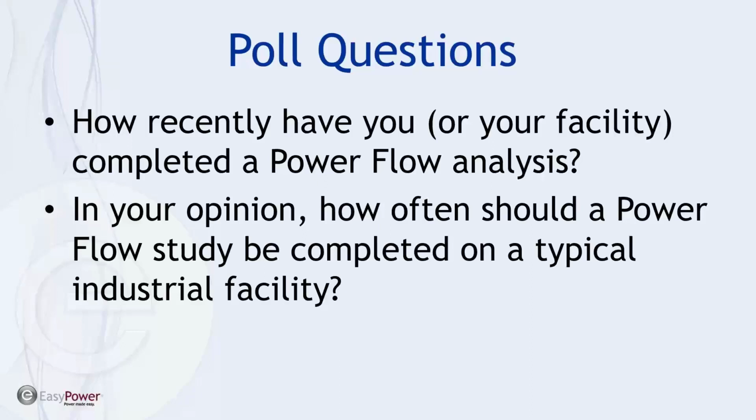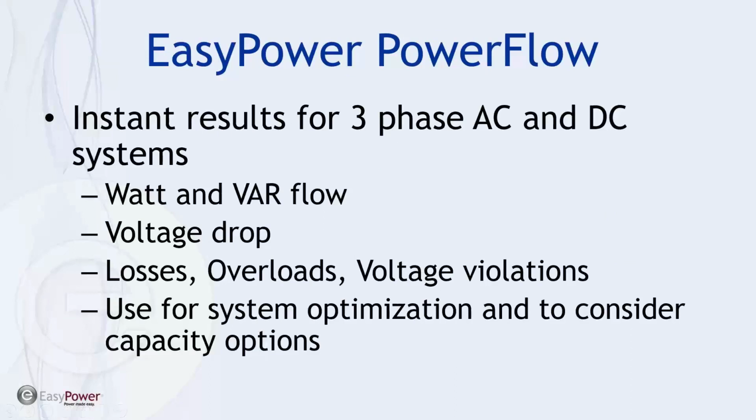Okay, so let's jump into the world according to Jim Chastain. Power flow basically gives us the ability to produce instantaneous results for three-phase AC and DC systems. These include the actual watt and var flow, the voltage drop at each bus, the losses and overloads, and then take on some what-if scenarios if we want to either optimize or move capacity around in our system.